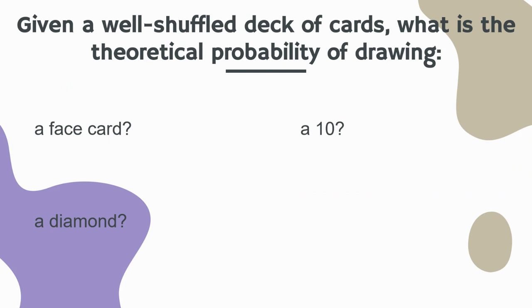Given a well-shuffled deck of cards, what's the theoretical probability of drawing a face card? Well, there are 12 face cards in the deck, and there are 52 cards total. So the answer would be 12 out of 52. If we can get this written here, okay? So you'd have a 12 out of 52 chance, which reduces to a 3 out of 13 chance. A 10, how many 10s are there in the deck? There's 4 out of 52, which is 1/13. There are 13 diamonds. I had to think about that one for a minute. Out of the 52 cards, which gives you a 1 in 4 chance of pulling a diamond.